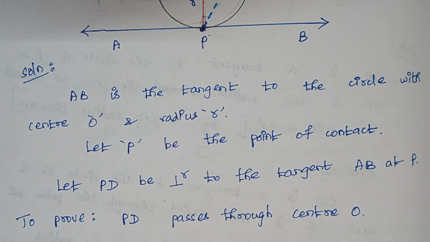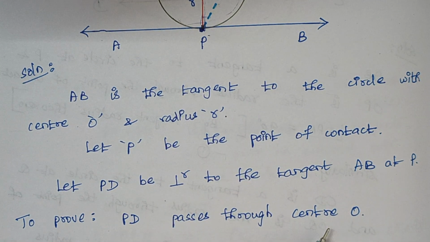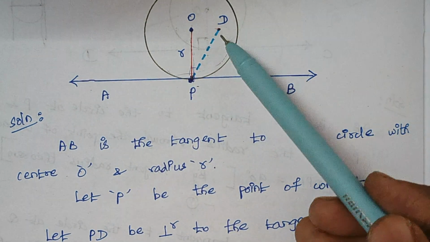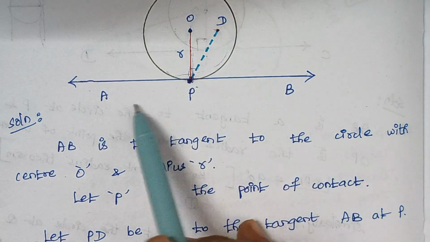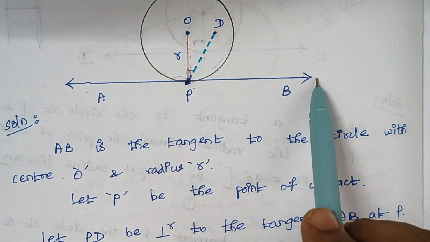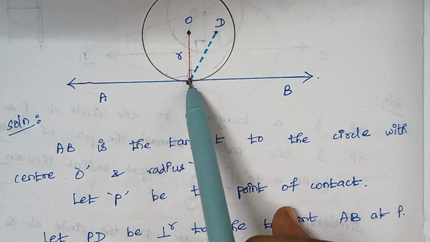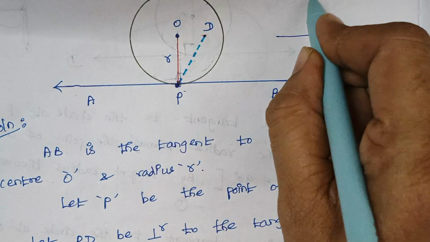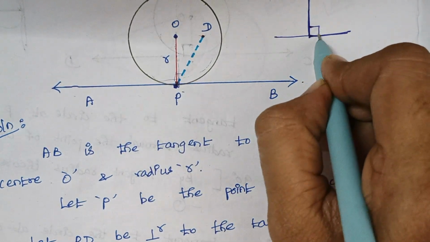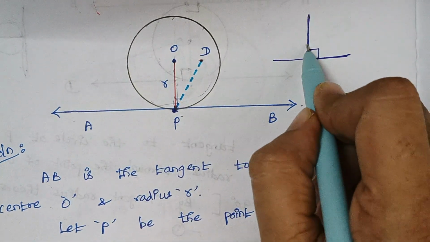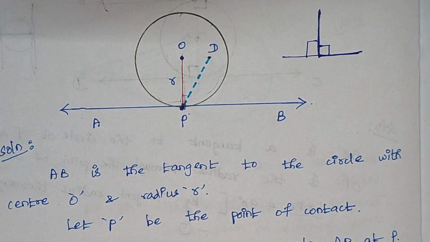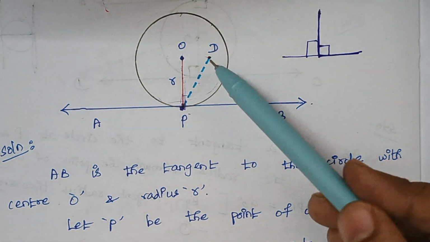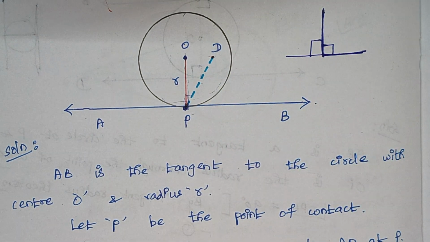Now we have to prove that PD passes through the center O, right? When you look at this diagram, can we say this PD is perpendicular to this tangent? No, right, because you see it is a little bit slanting. Whenever we say it is perpendicular, it should form a perfect L shape like this. Here it is perpendicular and again we can say this part is also perpendicular. But here the line is slanting. So just in order to prove that, we are taking a point D like this.